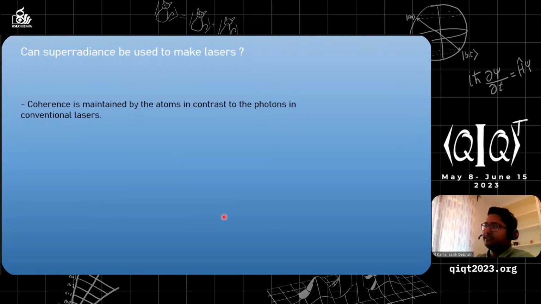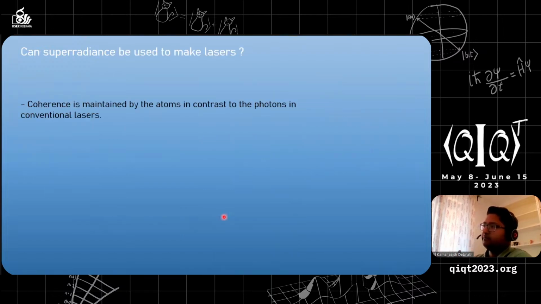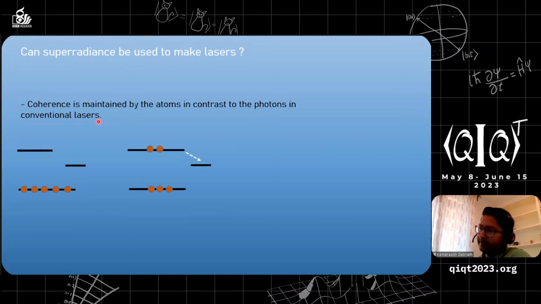This will become evident in some time, but at least what we understand from this figure is that the coherent property, or the phase of the emission, is determined by the atoms. So coherence is maintained by the atoms, in contrast to photons in a conventional laser. But before that, let's very quickly revise what a conventional laser is. Any laser is based on a gain medium where you have at least 3-level atoms, and then you have a metastable state. You have another excited state which has a decay rate much faster than the state from where the lasing will occur.